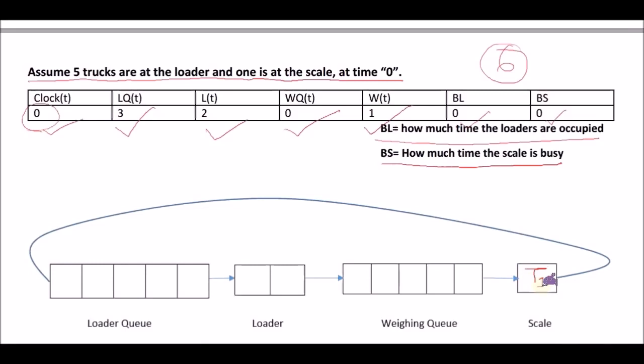So I'm just going to write truck 1. Then nothing in the weighing queue, 2 in the loader. So I'm going to write T2 and T3. Then there are 3 waiting in the loader queue. So I'm just going to assign T4, T5 and T6. Right? Now coming to the most important part.